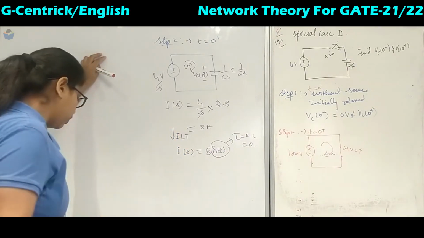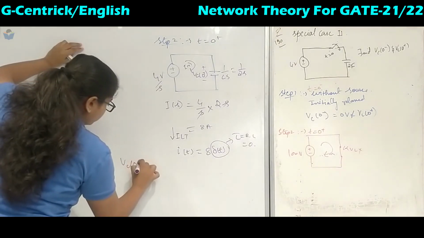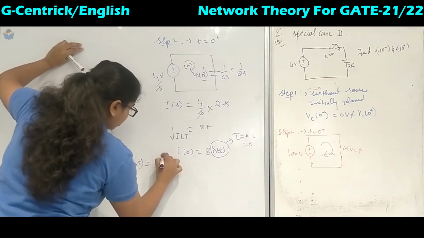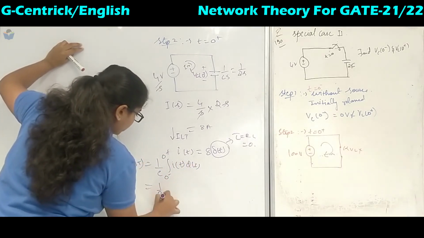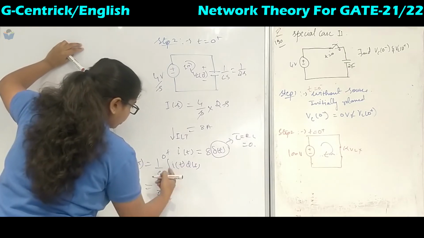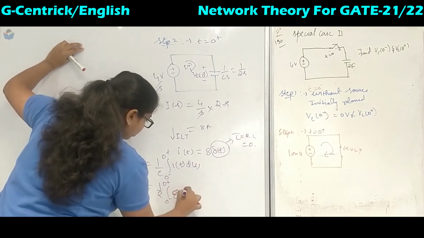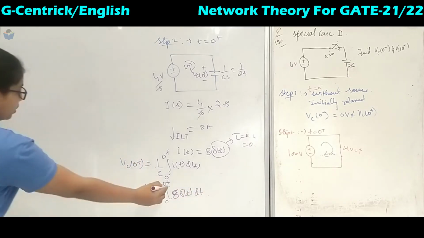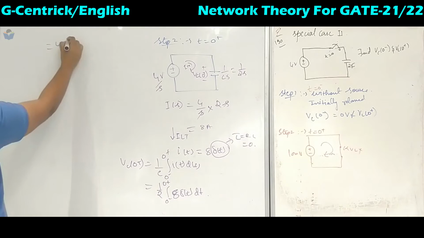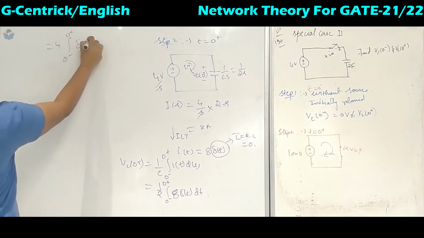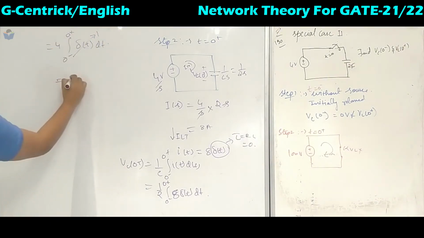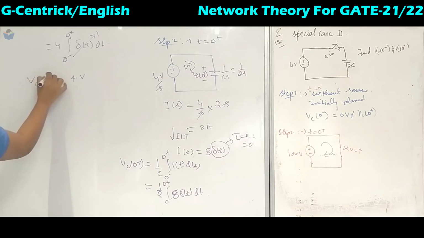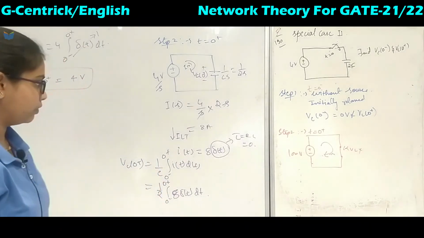Now that we have got I of t, we will find Vc of 0 plus by this formula: 1 by C times the integral from 0 minus to 0 plus of I of t dt. The value of capacitor is 2, and from 0 minus to 0 plus, I of t is 8 of del t into dt. When 8 comes out as a constant, it will be 4, and the integral from 0 minus to 0 plus of del of t dt is equal to 1. So our answer is 4 volt, Vc of 0 plus.